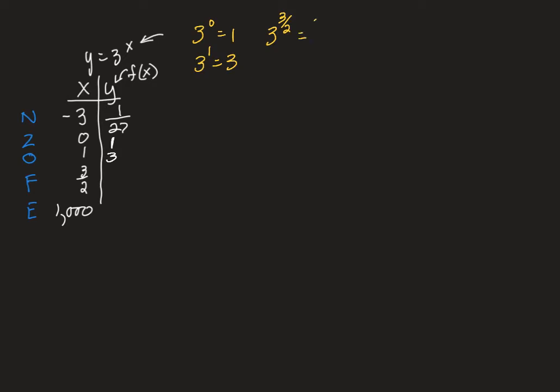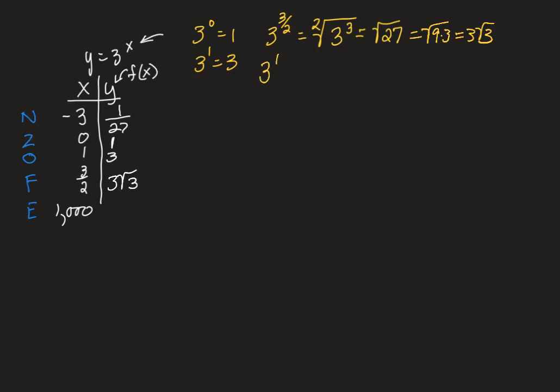Well, the denominator of 2 tells me I have a square root, and then I have 3 cubed, which is equal to the square root of 27, which in turn can be simplified to the square root of 9 times 3, or 3 square root of 3. So 3 square root of 3.